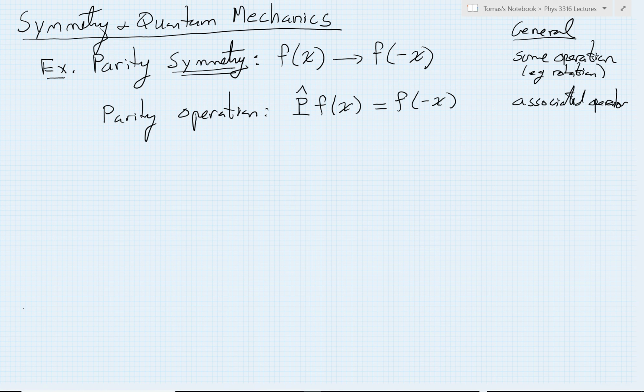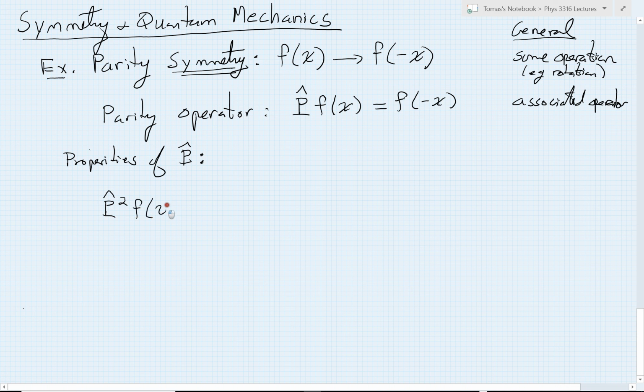Now, before we begin to think, again very generally, about generic symmetry operators and their properties, let's spend a little time studying the parity operator. There are a whole interesting series of properties of the parity operator. The most important for us are going to be the following. When I take this operator and I square it and apply it to a function, something very interesting happens.